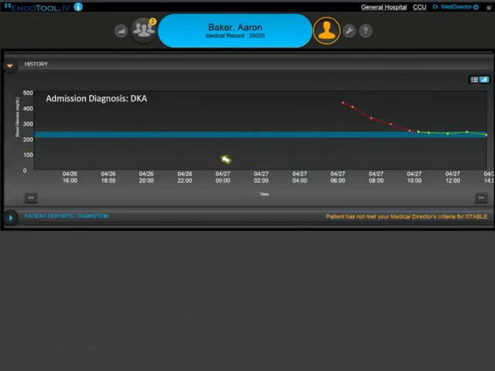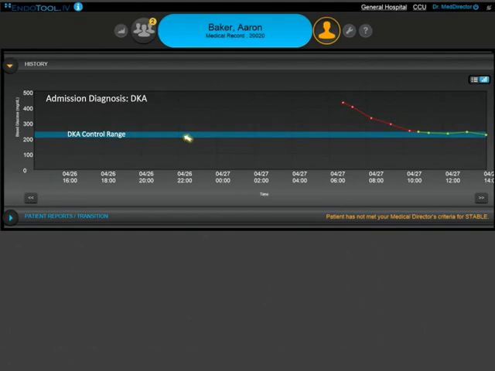EndoTool calculates and recommends the IV insulin or carbohydrates to achieve and maintain glucose control. When activated, specific modes of therapy can be employed to maintain the patient's glucose control at a higher range, thus assuring uninterrupted insulin infusion while the patient is being managed for either DKA or a hyperosmolar state.